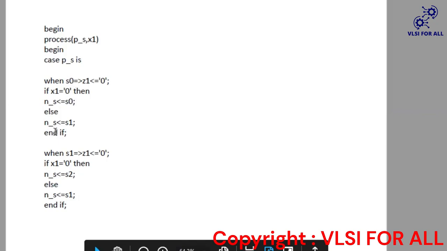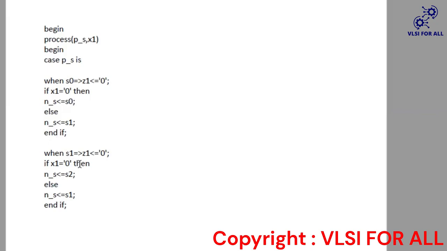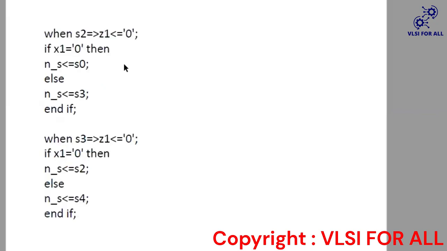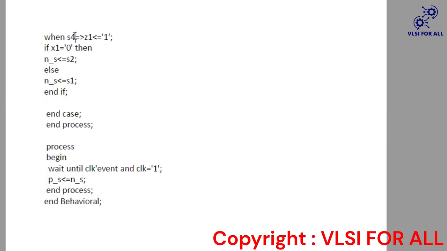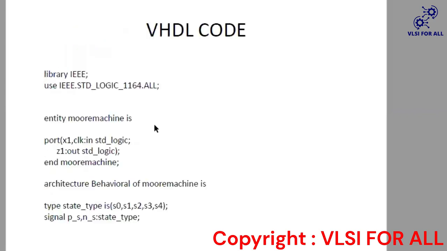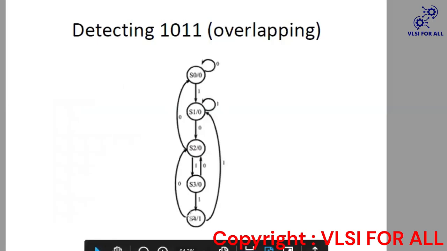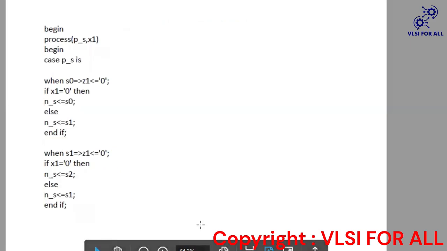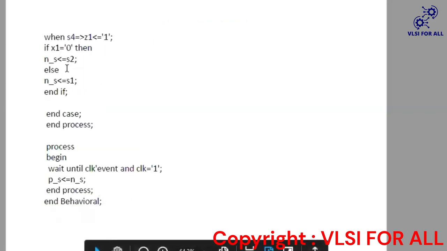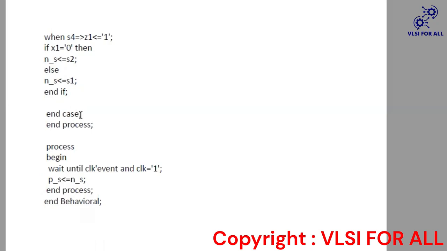So simply we write for the S0 state here, like above we write for the S1 state. Here also the output will be 0, and after that we will write for the S2 state, and then for the S3 state. Similarly, we will write for the S4 state. But here the output bit becomes 1, because at the S4 state, like you will see in this diagram, the output of S4 equal to 1. The next state for S4 we have written, and after that we will end the case statement and end the process.